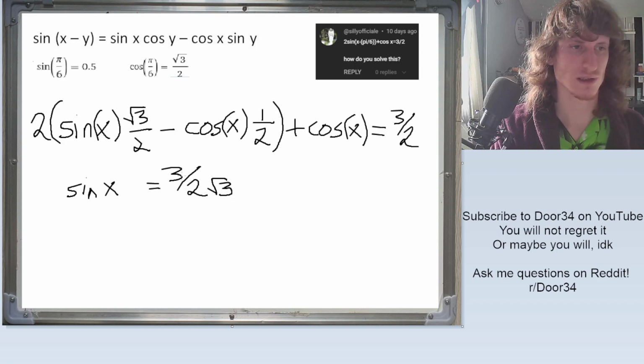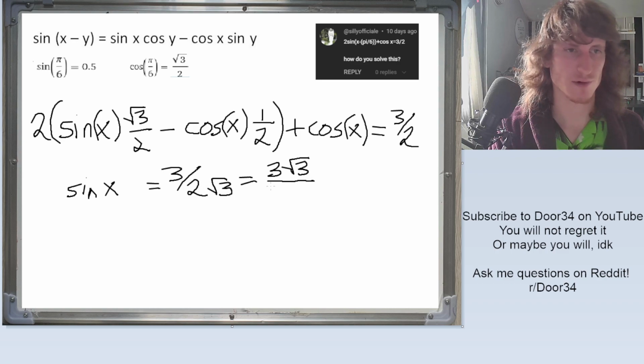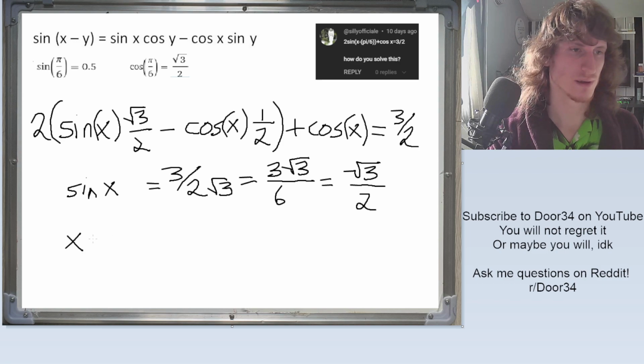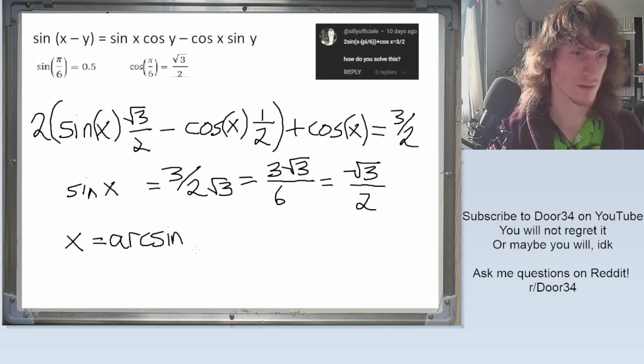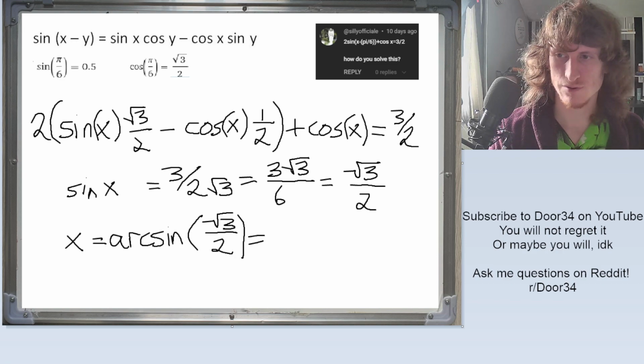And then let's just neaten this up. This is going to be equal to 3 times the square root of 3 divided by 2 times root 3 squared, which is just going to be 6. And this is just going to become the square root of 3 on 2. And then what we're going to do is simply take the arc sine of both sides of square root of 3 over 2. And this should leave you with a value of, I believe it's pi on 3.